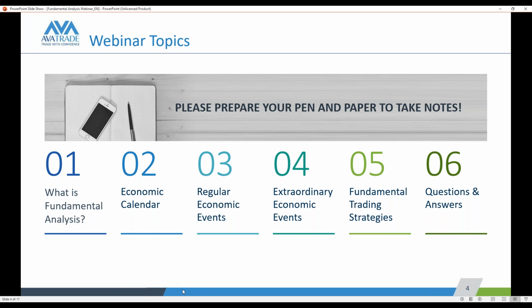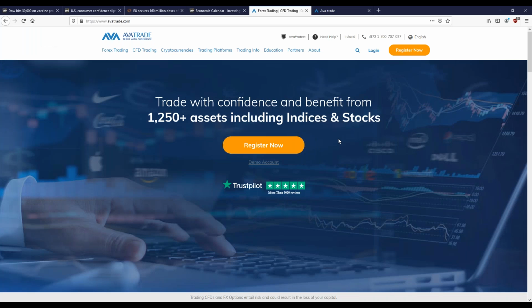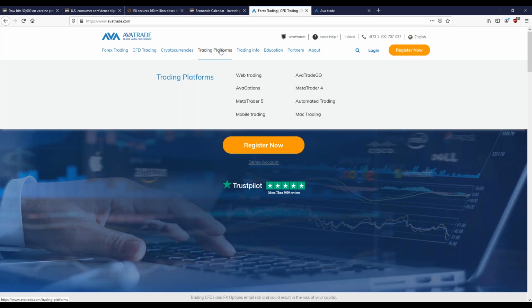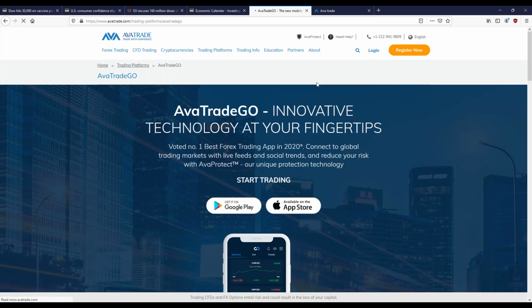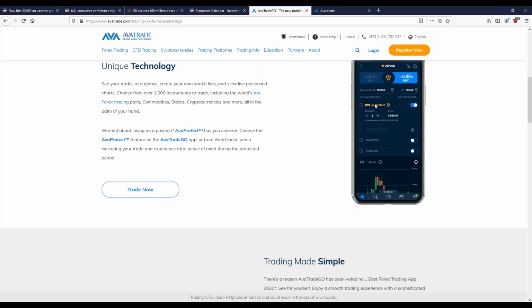So let's take a look at a couple things and get an idea. First of all, I want to show you on AvaTrade's main website. If you go to the trading platform options, you'll find AvaTrade Go. I mentioned when we were talking about risk about AvaProtect. It's available on all live accounts.